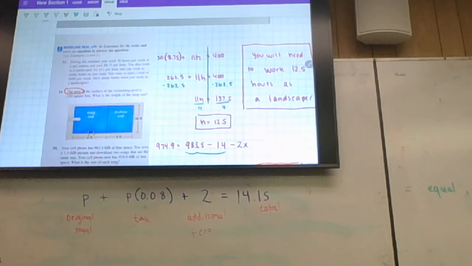34 is an area problem. Giovanni, what's the formula for area of a rectangle? Makes sense? Okay. So this is similar to perimeter, but this time it's area. It says the area is 210, so I'm going to take A out and put 210 in. Right here in my diagram, it says my width is 10, so I'm going to take W out and put 10 in.